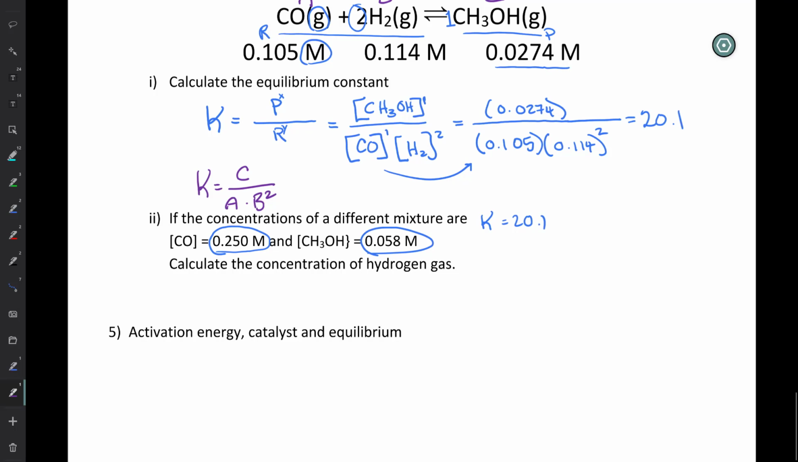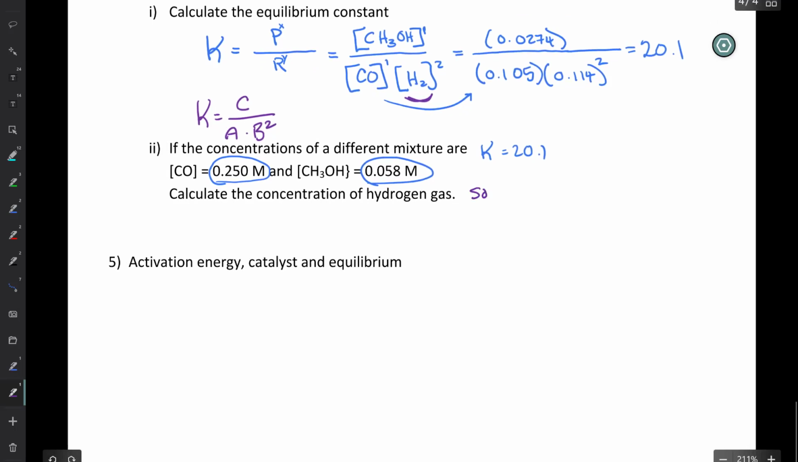Now the question says that you are given the concentrations of CO and CH3OH, and it's asking you to calculate the concentration of the hydrogen gas. So that hydrogen gas concentration is B. So I'm going to solve for B. I'll bring the B over to this side and the A over to this side. So basically I'm going to get rid of the denominator, and then I'm going to divide through by the things that I want to get rid of.